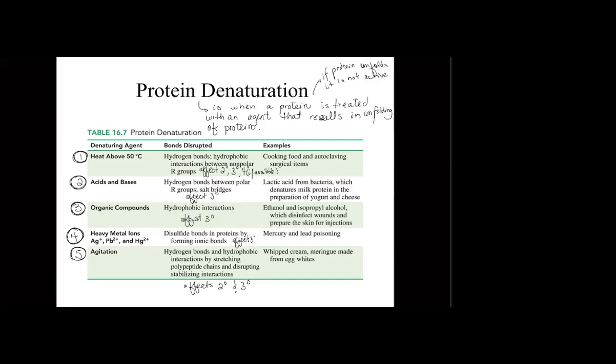Now, when it comes to this concept, remember that denaturation pretty much unfolds the particular protein. So now we're talking about proteins that don't have their original conformation. They are unfolded, and depending on the purpose of that protein in that organism, this can affect whether the protein is active or not.